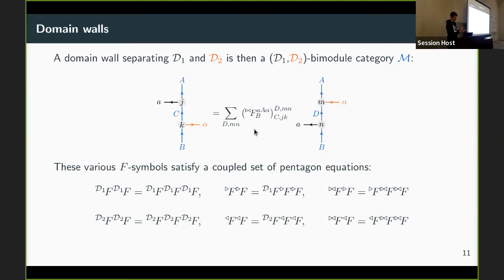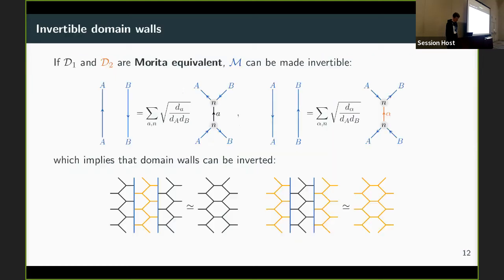And very similarly to the ordinary pentagon equation, this combined set of F symbols satisfies some coupled set of pentagon equations, again, just expressing the compatibility of all these things. So we have 6 pentagon equations here.